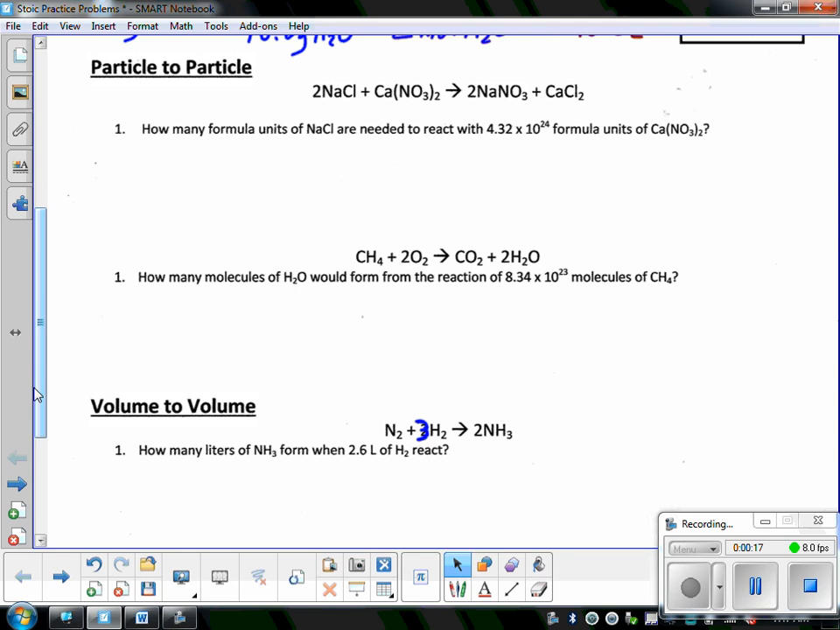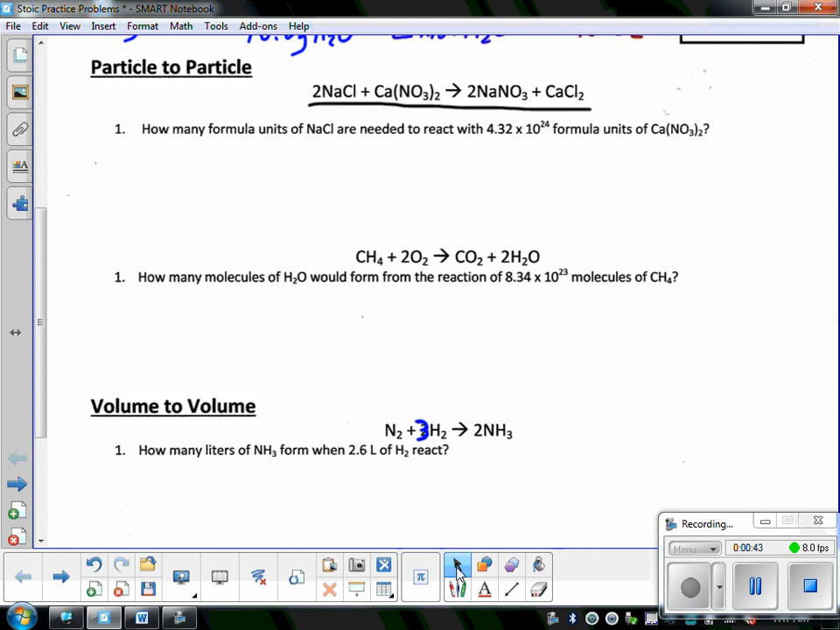So particles to particles. We've done particles to moles before. Now we're just doing particles of one substance to particles of another. So again, remember, always make sure that you have a balanced equation. In some homework problems, they're going to be balanced already. Others, they're not going to be balanced. So always double check that, and especially on the test and quiz, double check that.